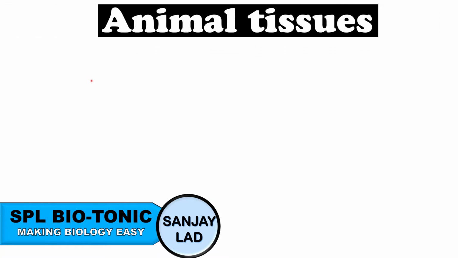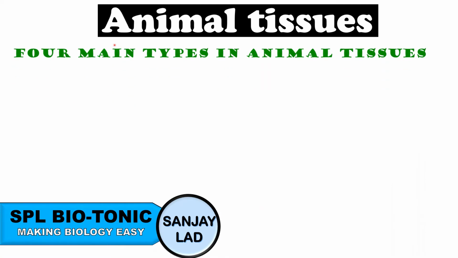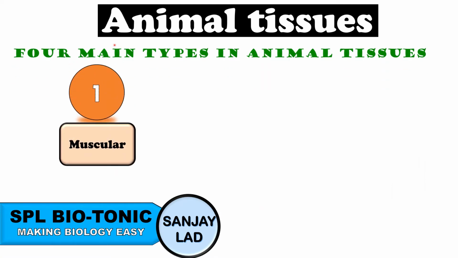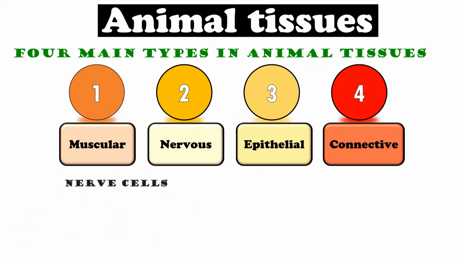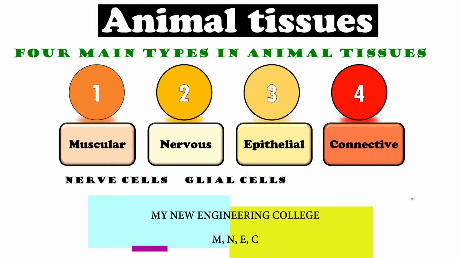Students, in one of the previous classes, we must have studied the different types of tissues present in animals. These types are muscular, nervous, epithelial and connective tissues. So you can remember these four types of tissues with a mnemonic, My New Engineering College, that is M, N, E and C.